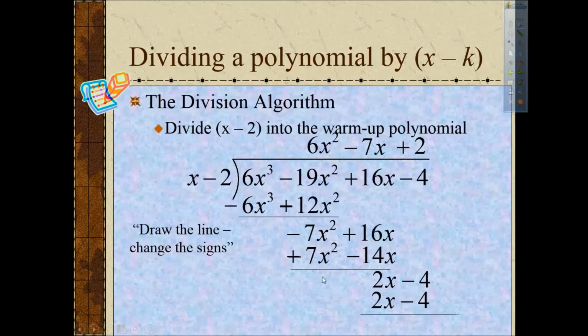I'm going to draw the line and change the signs. Well, this time when I add up 2x and negative 2x, I get 0. When I add up negative 4 and positive 4, I get 0. So my remainder is 0. All right, what does this tell me? It tells me that if I were to multiply x minus 2 times the polynomial 6x squared minus 7x plus 2, I will get the polynomial 6x cubed minus 19x squared plus 16x minus 4.